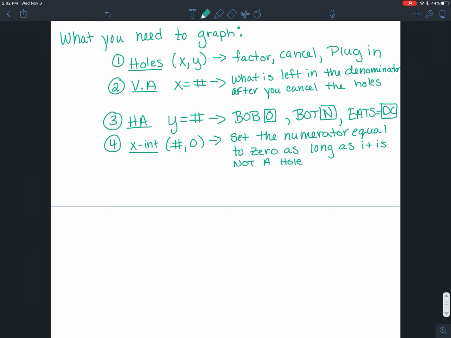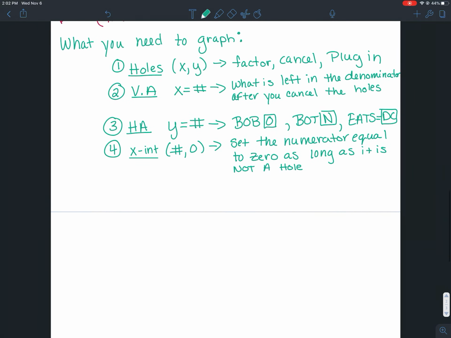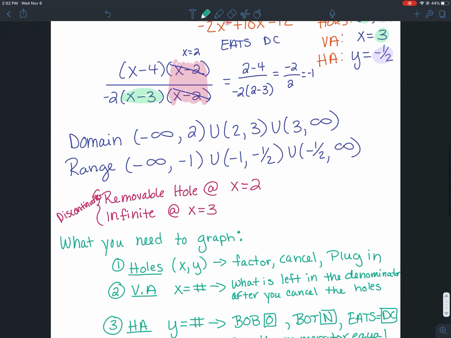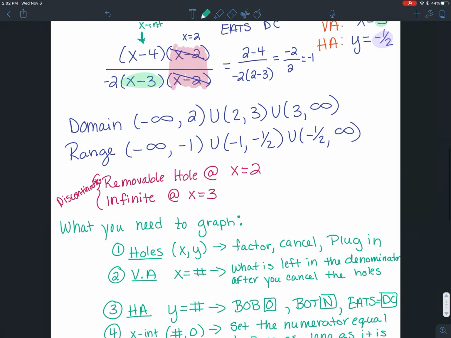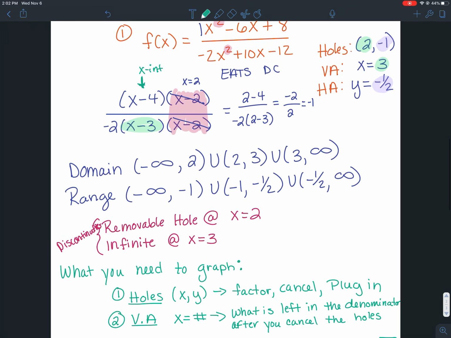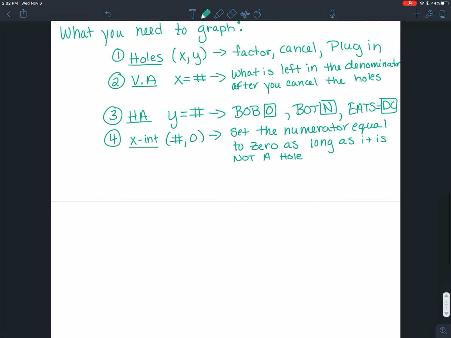All right, so what that means, so if I look at this problem, my x-intercept is x equals 4. So 4 comma 0, because that's the only thing remaining in the top right here. This guy is an x-intercept. Not the x equals 2. Can't be a hole. Well, it can be a hole and an x-intercept, but it's not because it doesn't cross at 0. But sometimes it might, and so then that's just a hole on the x-intercept. Okay.